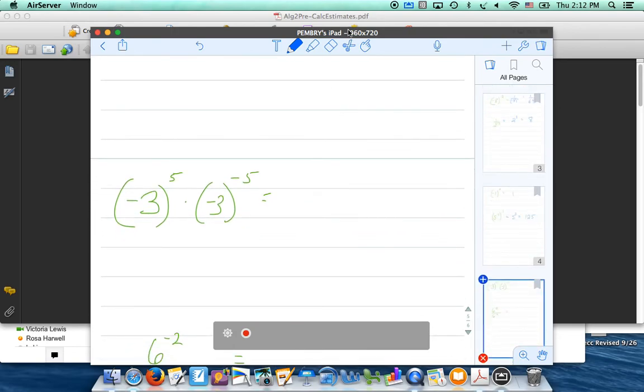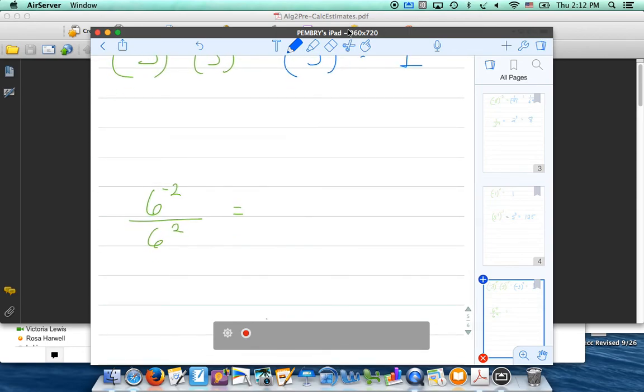Let's apply some rules here. Negative 3 to the 5th times negative 3 to the negative 5th. Do you remember to add the exponents? That would be 0. And anything raised to the 0 power? 1.